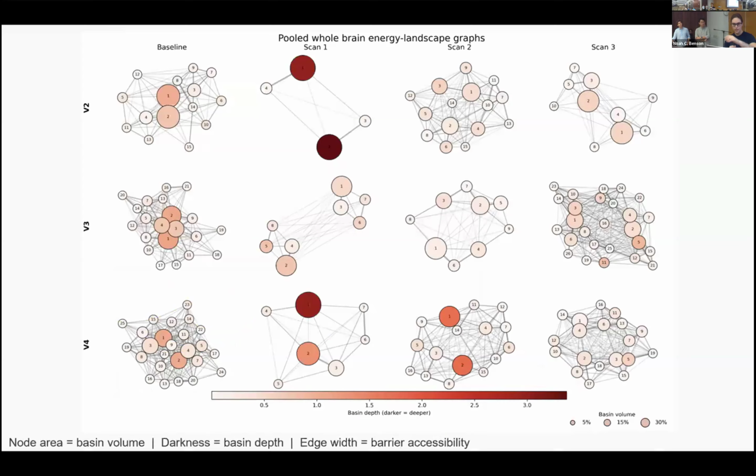We also created representations of this using transition graphs. We collected a lot of data on the actual graph metrics and saw pretty interesting differences, but here's just a general visualization of how that looks with each of the different scans.